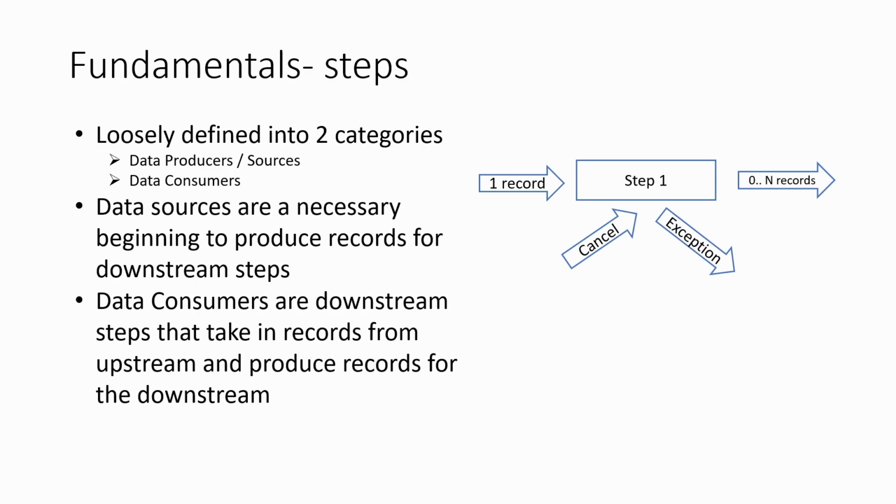So in the diagram on the right, you'll see that for each one record passing through step number 1, you will get 0 or many records. And you can also abort this through cancellations or if you meet an exception.